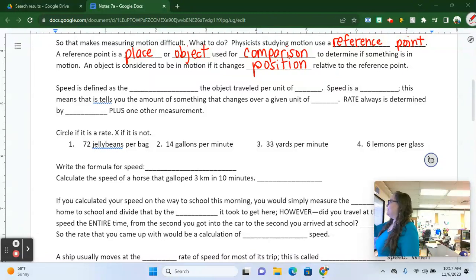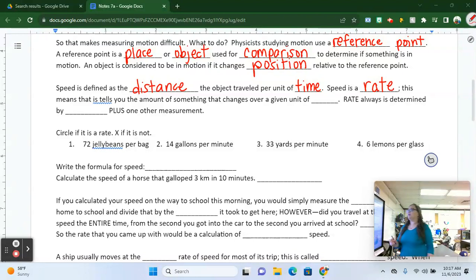Speed is defined as the distance the object traveled per unit of time. Speed is a rate. This means it tells you the amount of something that changes over a given unit of time. Rate is always determined by time, some unit of time, plus one other measurement.